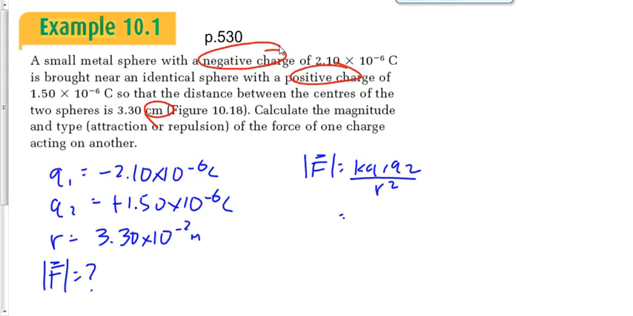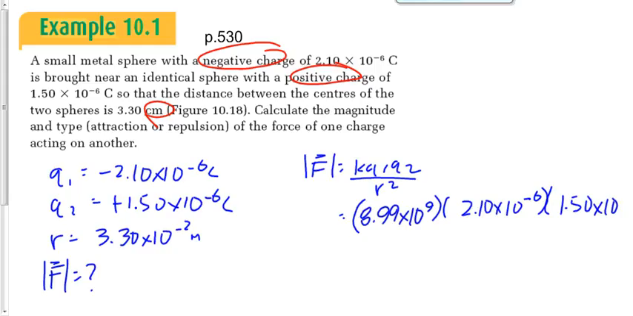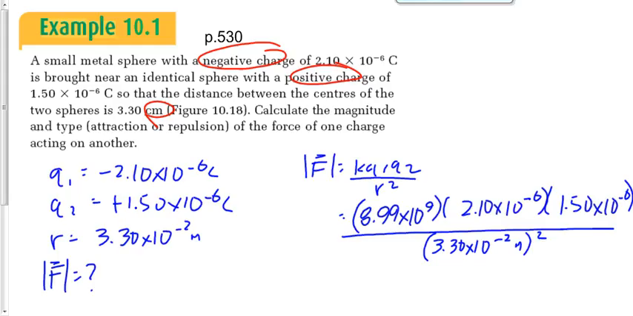The value of k is on our data sheet. It's 8.99 times 10 to the 9 newton meter squared per coulomb squared. Q1 is 2.10 times 10 to the minus 6, and Q2 is 1.50 times 10 to the minus 6. The value of R in meters, 3.30 times 10 to the minus 2. And we can't forget to square that. What's our answer? I think it works out to be 26.0.